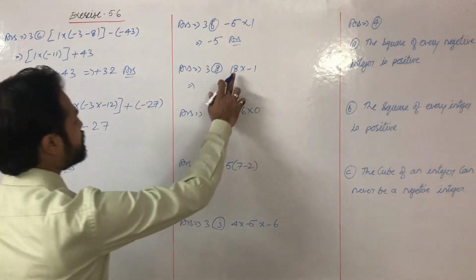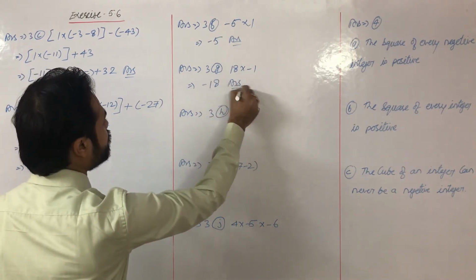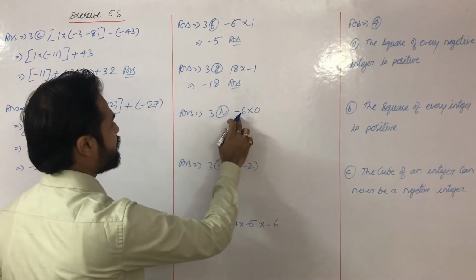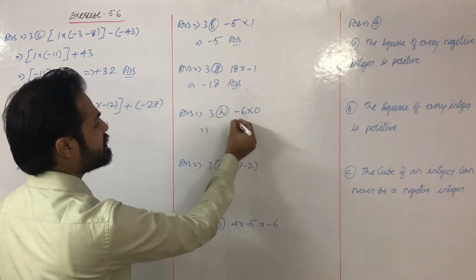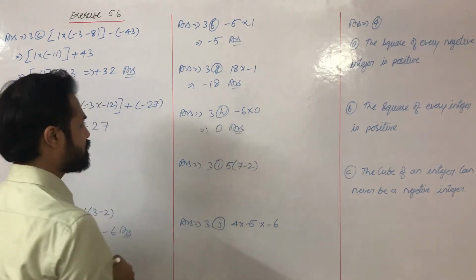Similarly, third question, part G, 18 into minus 1. Multiplication of an integer by a negative number is the opposite of that integer. So 18 into minus 1 is minus 18. Next, part H, minus 6 into 0. Multiplication of any integer by 0 will get 0. So 0 is the answer.